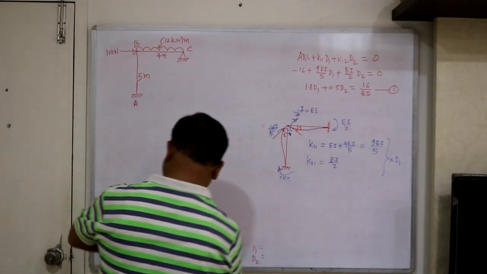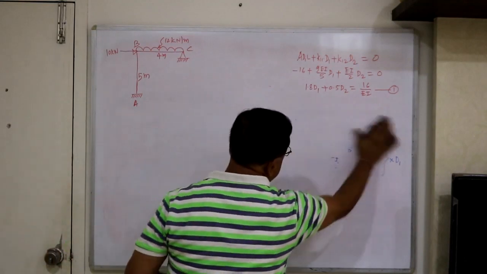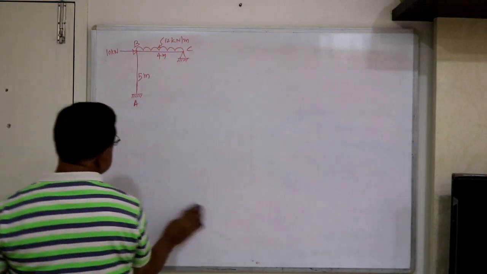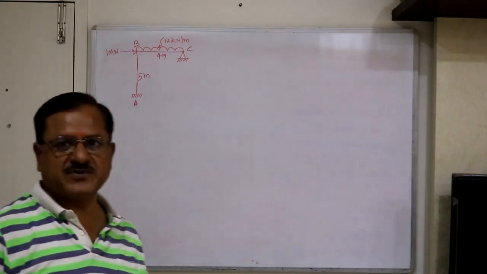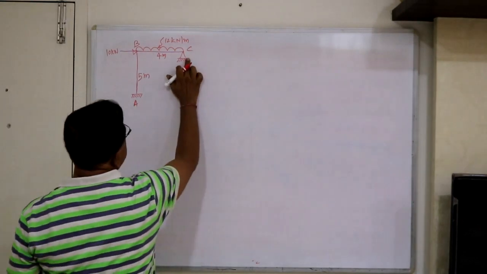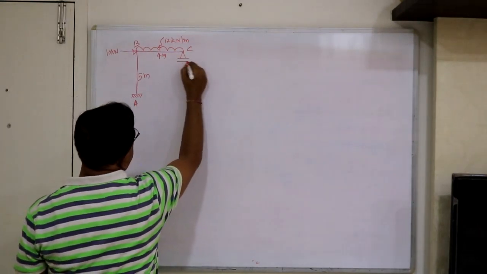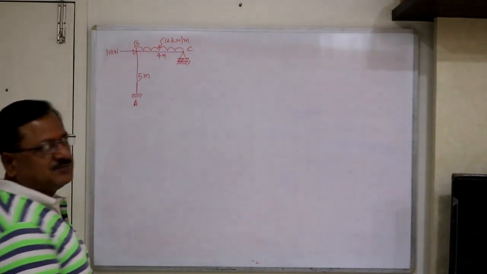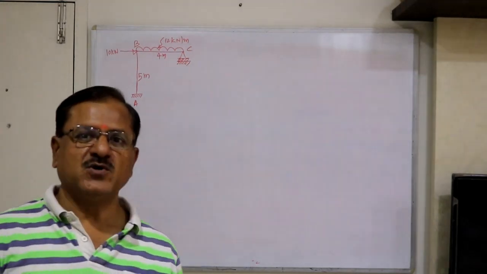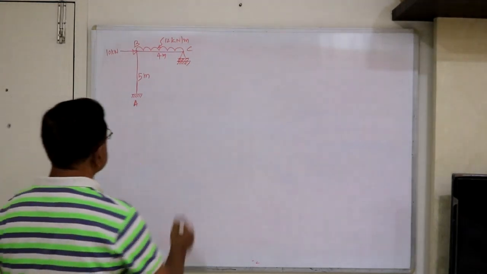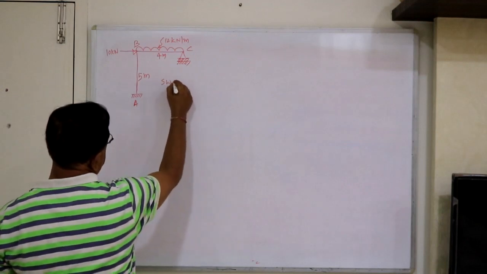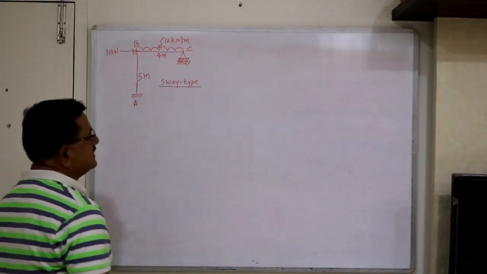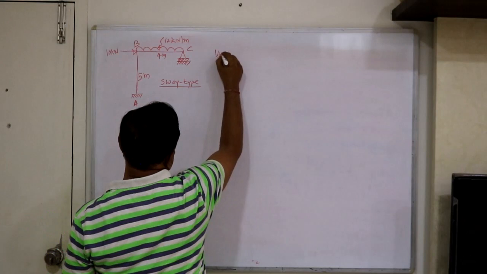Now I will solve the remaining problems partially, and I hope you will complete them at home. Let's take the same problem, but instead of a hinge, let's take a roller support here. So what will happen? There will be one more additional unknown. This is a sway type frame. That means, what are the unknowns now?